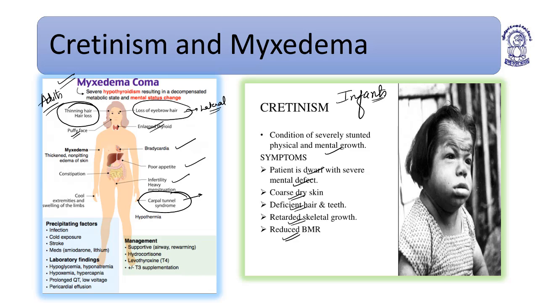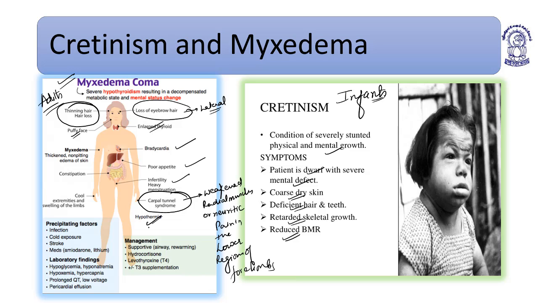Carpal tunnel syndrome is basically weakness of the radial muscles or neuritic pain, a very severe nerve pain in the lower regions of the forelimbs.